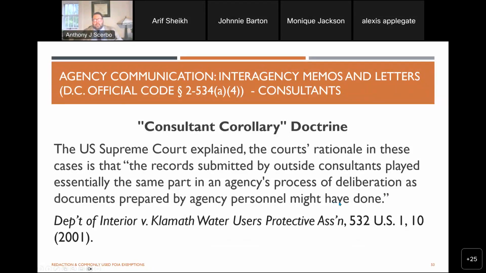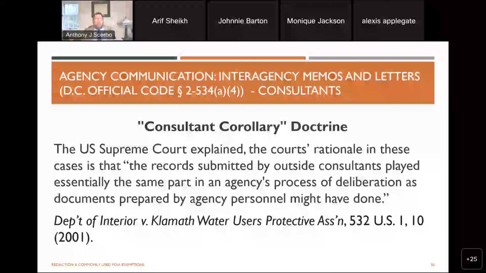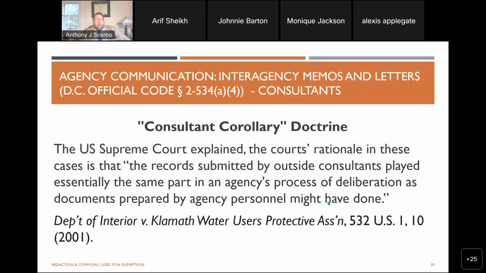The High Court explained the court's rationale in these cases that, quote, the records submitted by outside consultants played essentially the same part in an agency's process of deliberation as documents prepared by the agency's personnel might have done. So the court is essentially saying that though they are an outside consultant, because they are a consultant and because of the role of the consultant's recommendation being pre-decision or deliberative as what might have come from an employee of the agency, that would in fact extend in some cases the exemption.